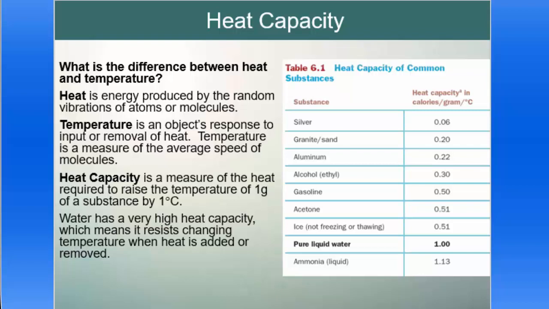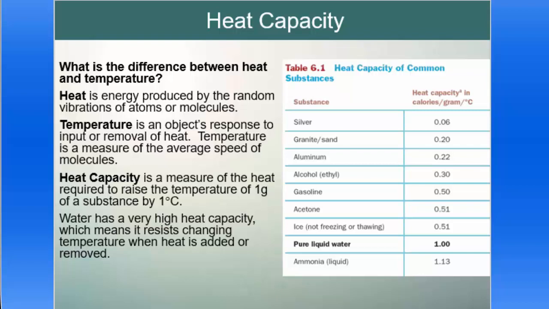The temperature is an object's response to the input or removal of heat, meaning when you input heat into a substance, those molecules begin to move more quickly, and that change in movement is the temperature. So the temperature is a measure of the average speed of molecules. Now, heat is all of the motion of the molecules in a substance, and temperature is the measure of the average speed of those molecules.